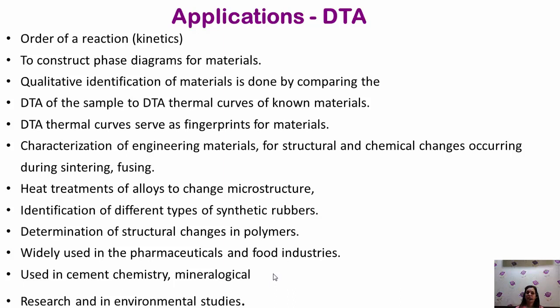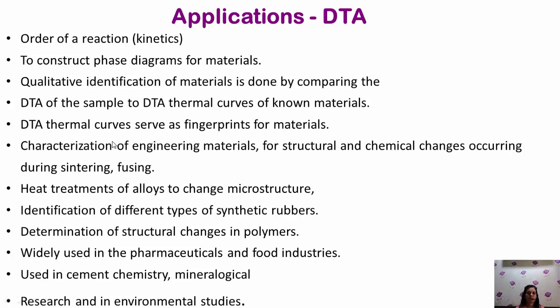Qualitative identification of materials is possible over here. DTA of a sample can be compared to the DTA thermal curve of known materials, like actually using the information of the melting point of a compound. For example, benzoic acid. It is known to you that benzoic acid has a melting point of 120 degrees Celsius. So if you are measuring the melting point of some compound and it shows a temperature of 120, you can correlate that information. The DTA thermal curve serves as a fingerprint of materials. The standard data you can correlate with the materials, for known and unknown compounds.